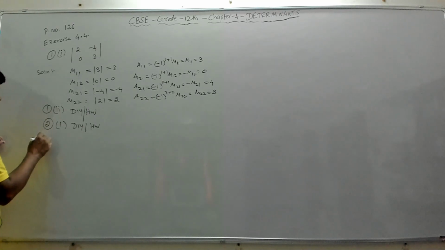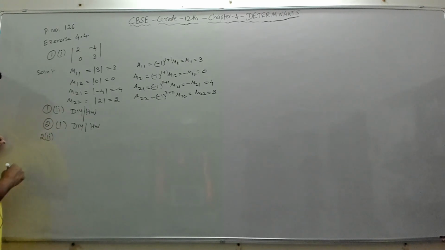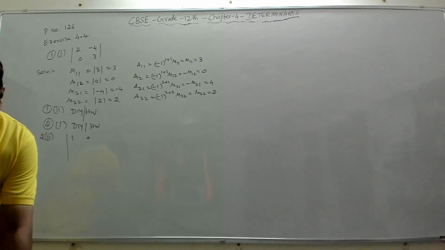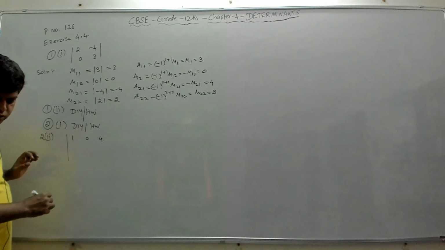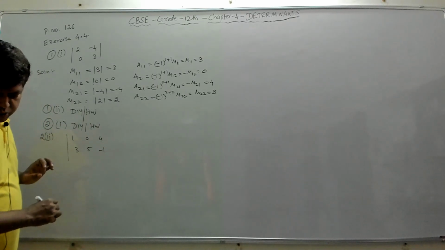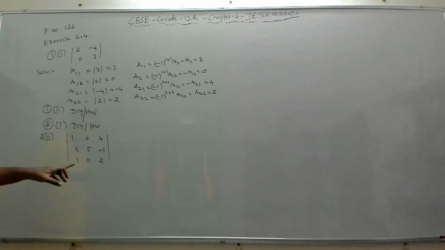I will do the second problem, second subdivision. So what is given? Given is the determinant, which is 1, 0, 4, 3, 5, minus 1, and 1, 0, 2. Now we need to find the minors and cofactors of all these elements.